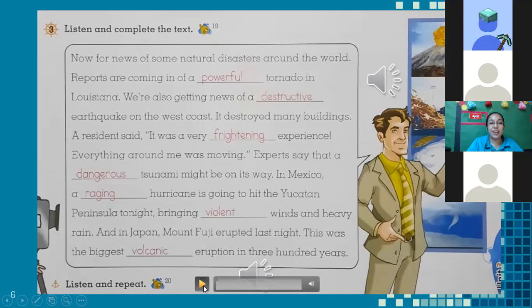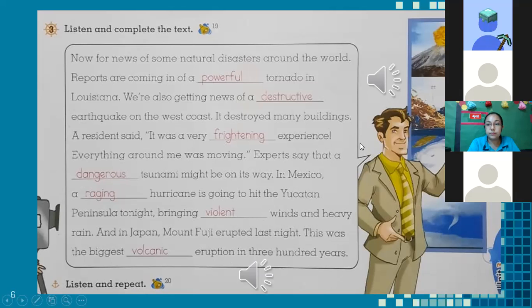So let's repeat again, yeah? Because this one is part of the vocabulary. Track 20. Listen and repeat. A powerful tornado. A destructive earthquake. A frightening experience. A dangerous tsunami. A raging hurricane. Violent winds. A volcanic eruption.